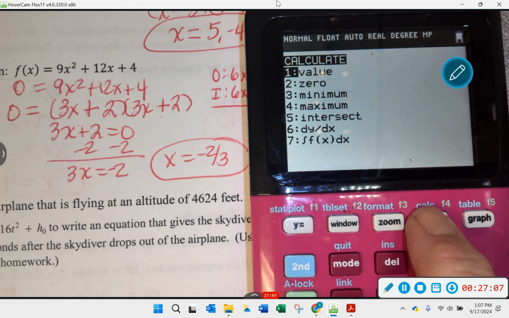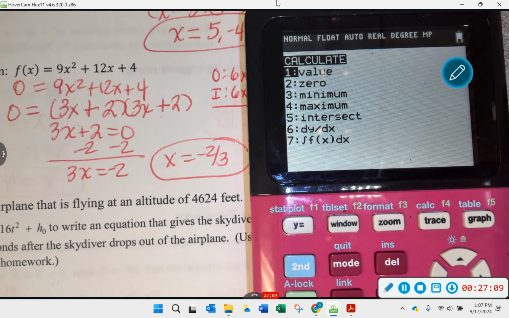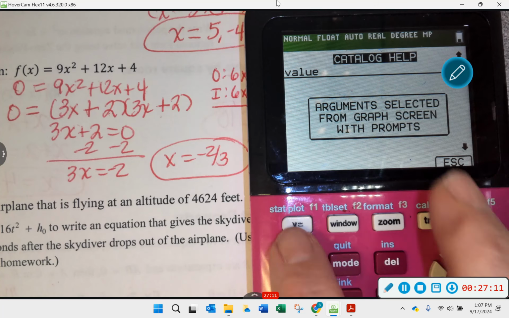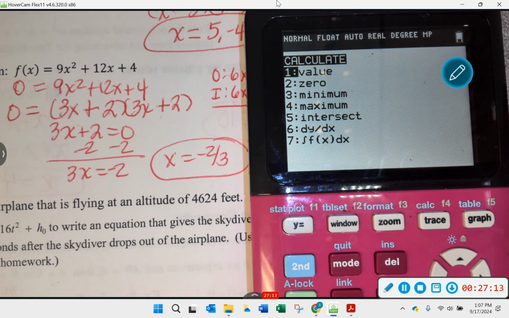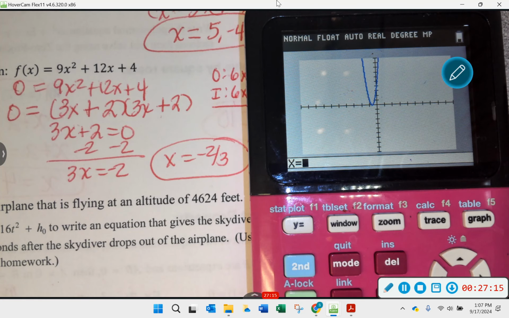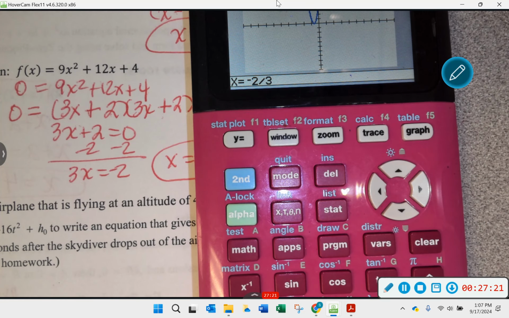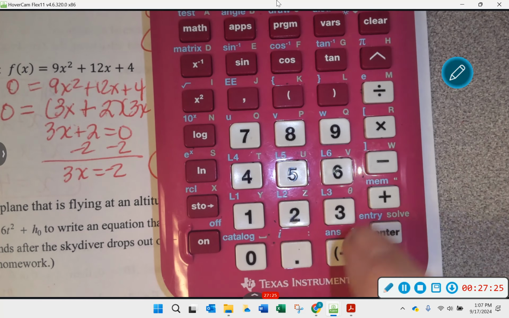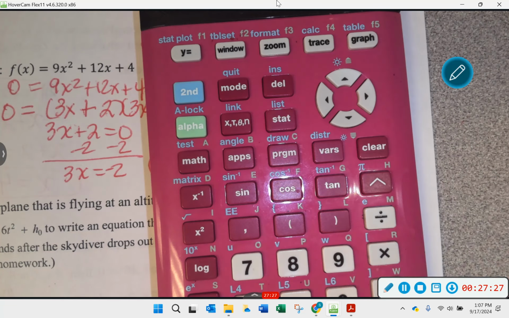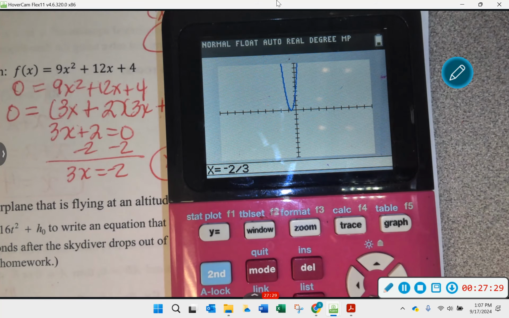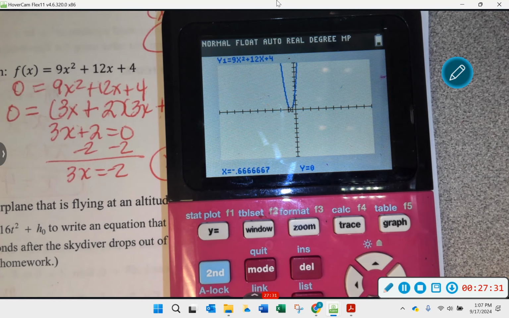Second trace, calculate a value. Sorry, I'm hitting the wrong keys. When x is negative 2 divided by 3, that's how I put in negative 2/3. Negative 2 divided by 3. We have to use the negative 2 divided by 3. Push enter. We get 0. So we did it right.